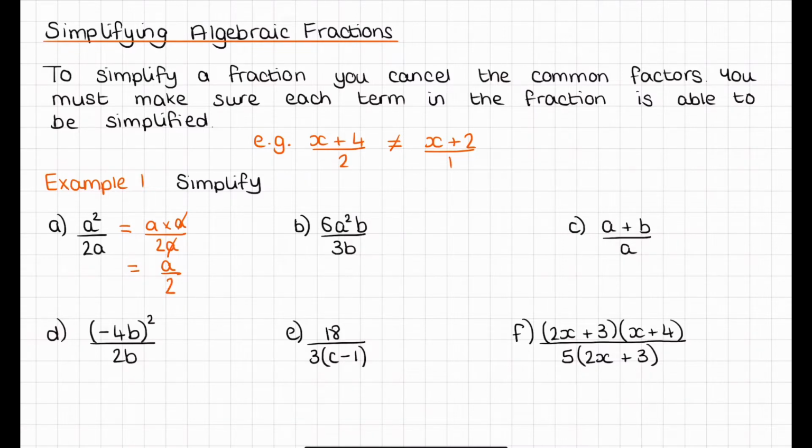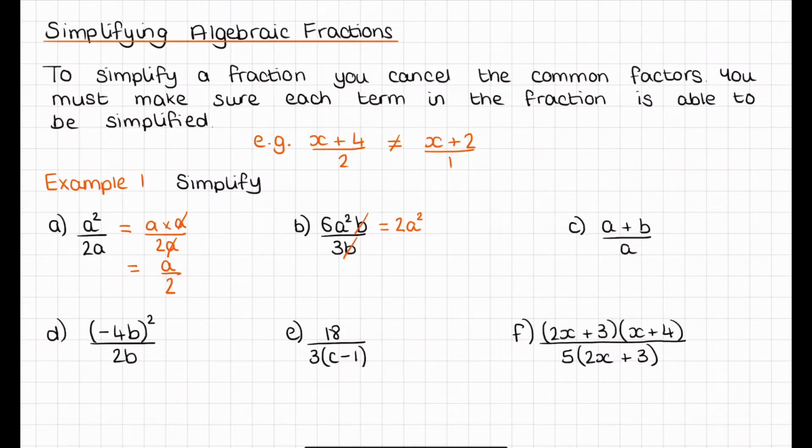Now for part B, same idea. Want to look at what's common between the top and the bottom, what are common factors. So 6 and 3, if we divide those, we'll get 2. A squared, there's only one a squared, it's just on the top, no other a, so we can't cancel that. Then we have b divided by b, which will cancel each other out, so we're just left with 2a squared.